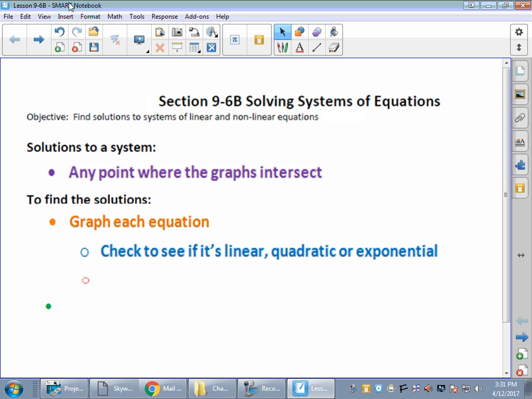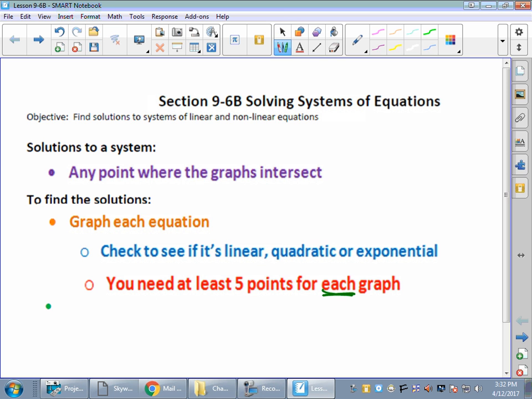So make yourself a little note about that. You need to have at least 5 points for each graph. So that means on each graph, when you've got two different equations, you're going to have 10 points. Finish one and connect the dots before you go on to the next.